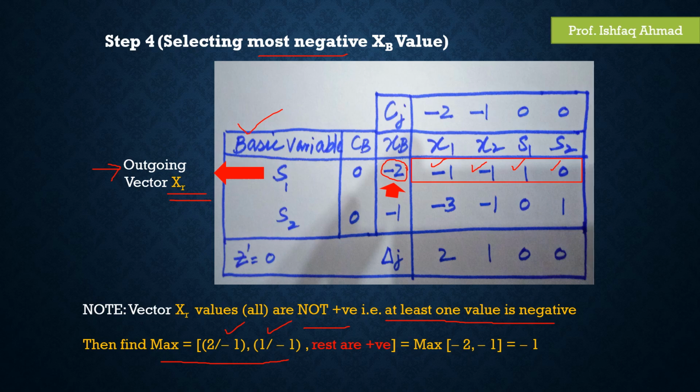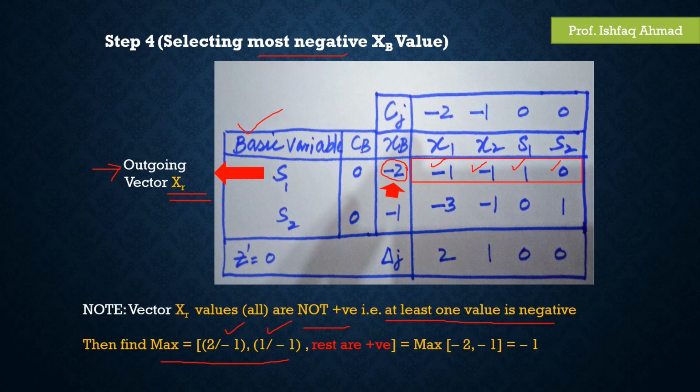So we always calculate these values by dividing the delta J values by the corresponding XR values which are negative. So we only list here in this row or vector only values from XR which are negative. We find the ratios for those values of XR which are negative. So here are the two values for XR which are negative. So we find from delta J with XR.